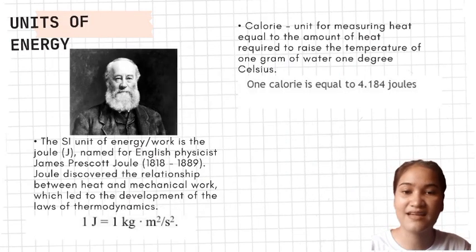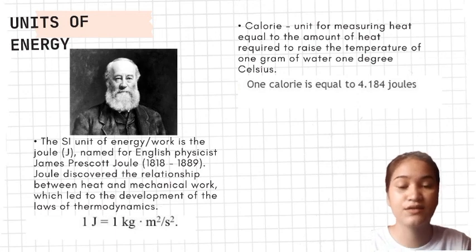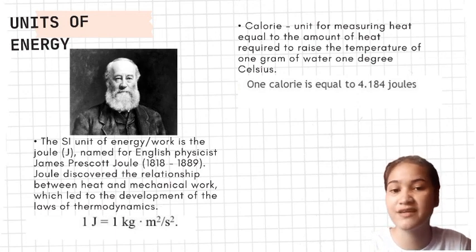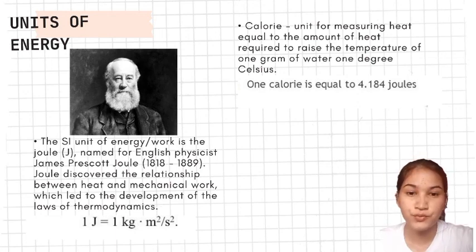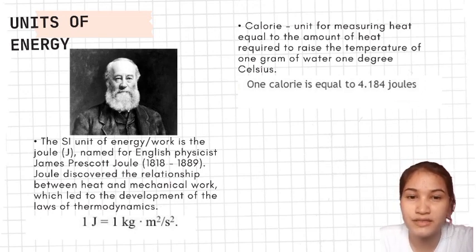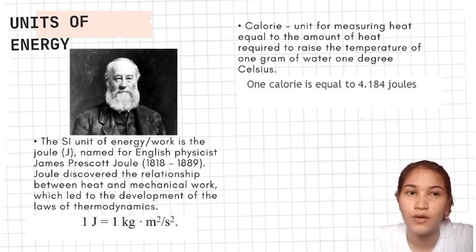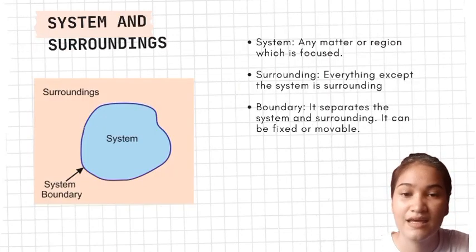Energy or work has an SI unit of joules, which is named after James Prescott Joule, an English physicist. 1 joule is equal to 1 kilogram meter squared per second squared. A calorie is a unit for measuring heat equal to the amount of heat required to raise the temperature of 1 gram of water by 1 degree Celsius. 1 calorie is equal to 4.184 joules.